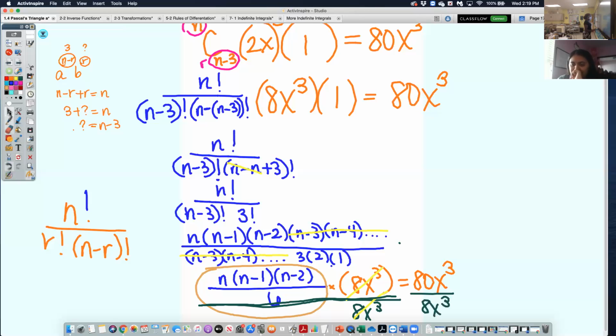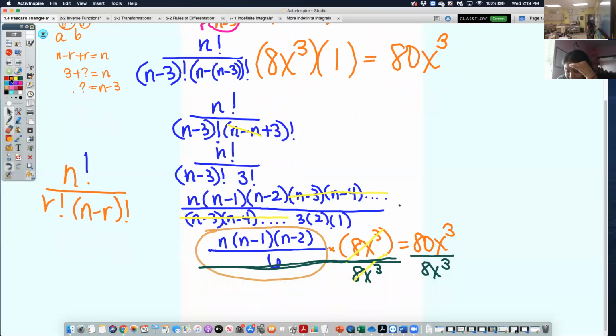So now that I have that, I now have n times n minus 1 times n minus 2 over 6 is equal to 10. And to find the value of n, we're going to use our calculator, okay? We're going to use our calculator to find this answer.